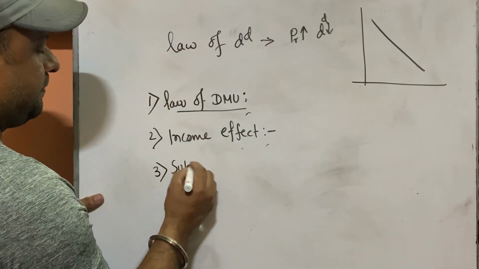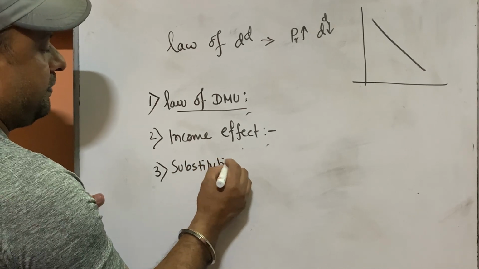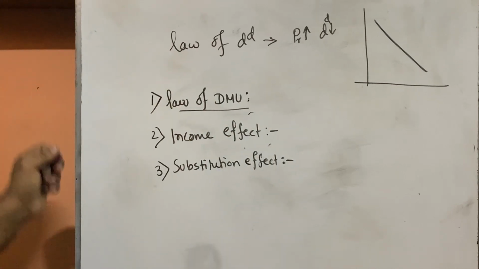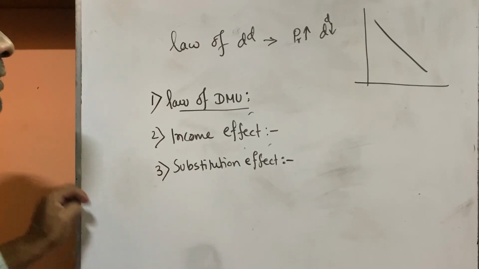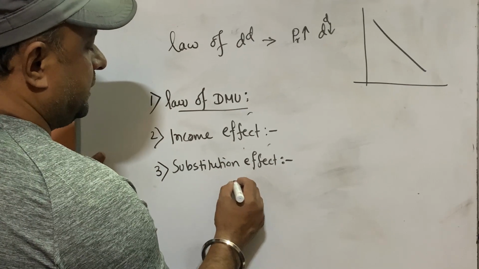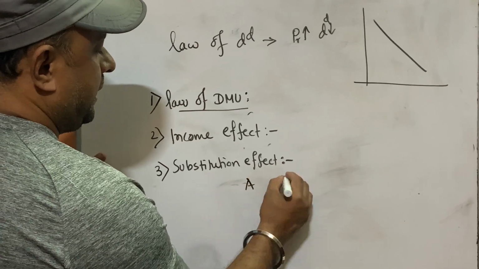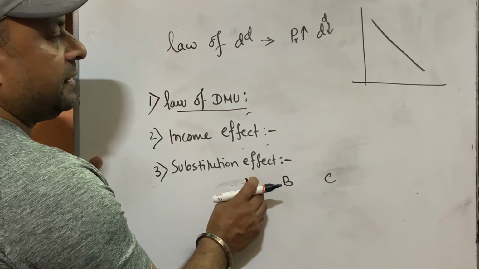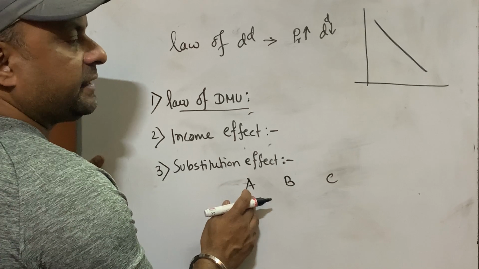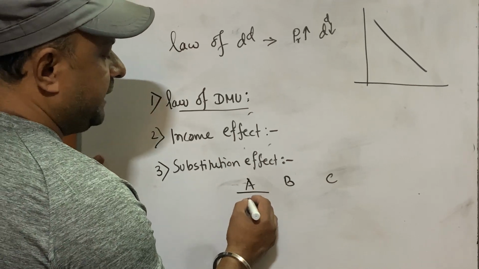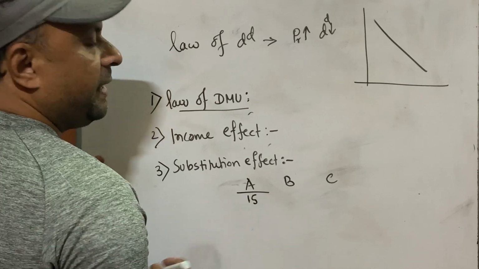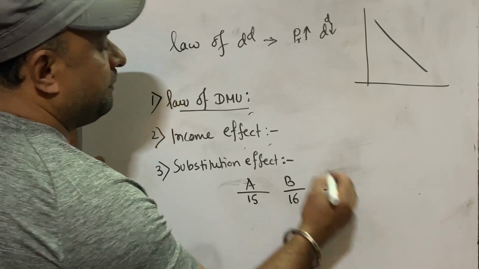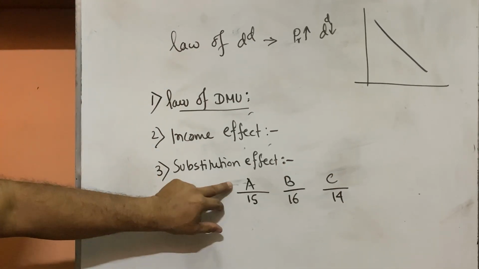Third one is the substitution effect. Substitution effect means in case of substitute goods. Suppose two or three substitute goods are there in the market: A, B, C. All are the same category good, but the brand name is different. Suppose toothpaste. A, B, C, three toothpastes are there in the market. The price of A is rupees 15 per 100 gram, B is rupees 16 per 100 gram, and C is, suppose, rupees 14 per 100 gram. All are toothpastes of 100 gram.